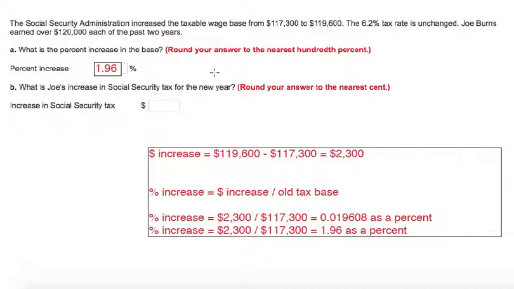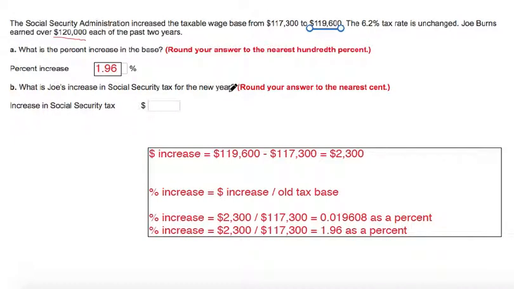And so that's part A, finding the percent increase, and then part B, what is Joe's increase in Social Security tax for the new year? So Joe makes $120,000 each year. And the temptation with this problem might be to just find 6.2% of 120,000. But remember what we said at the beginning, only $119,600 are taxable at the 6.2%. So basically, $400 of Joe's dollars don't get the Social Security tax because they're above the tax base.